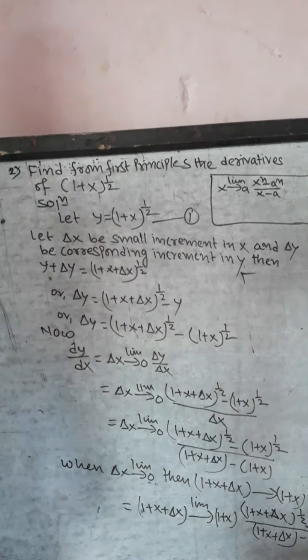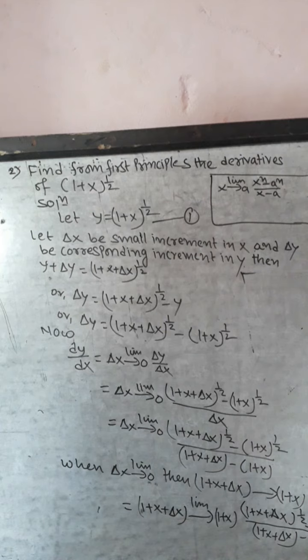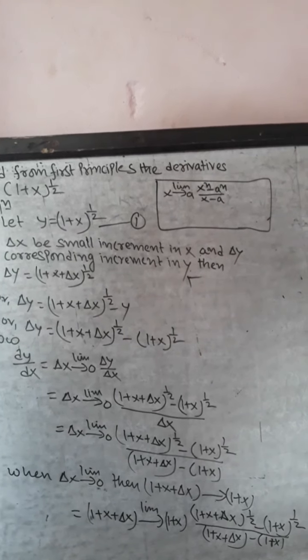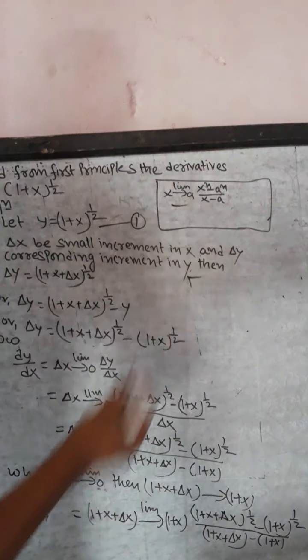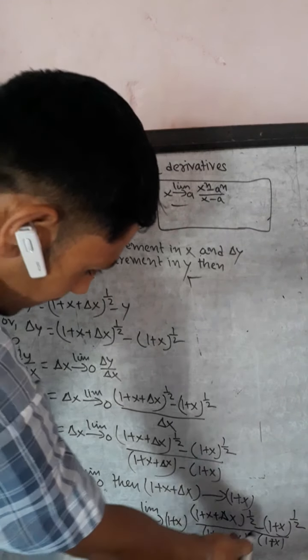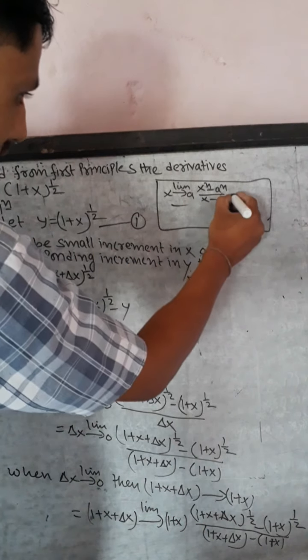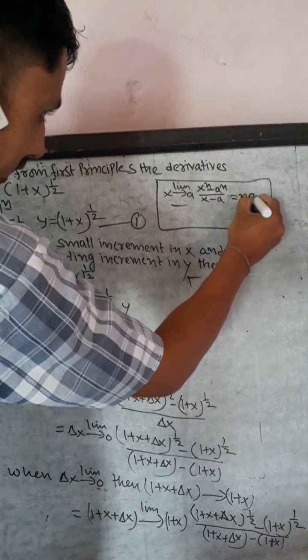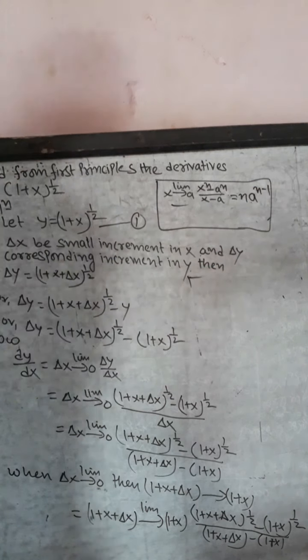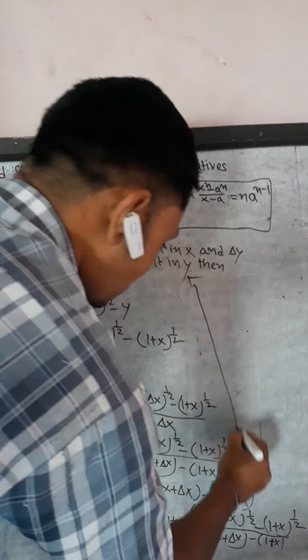Now here, this is just like the upper one. Here, this part is the x, this part is the a, and this part is the n. So what is the formula of this one? The formula is n times a to the power n minus 1. This is the formula. Yes or no? So let's put it, okay, I'll do it over here.